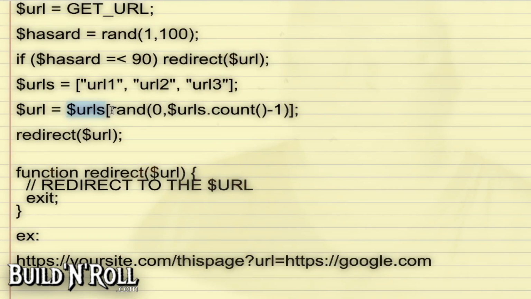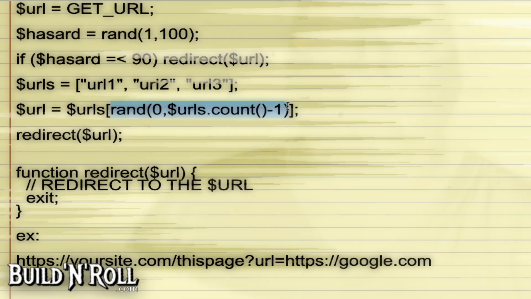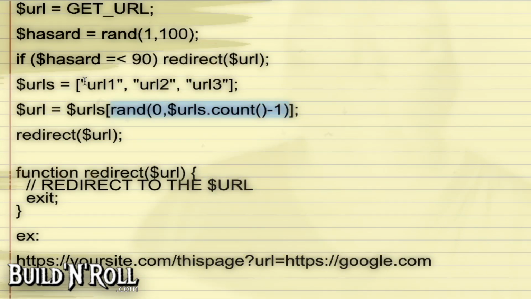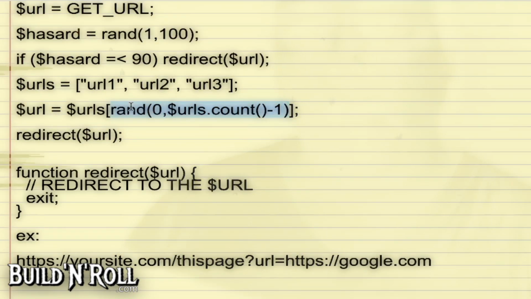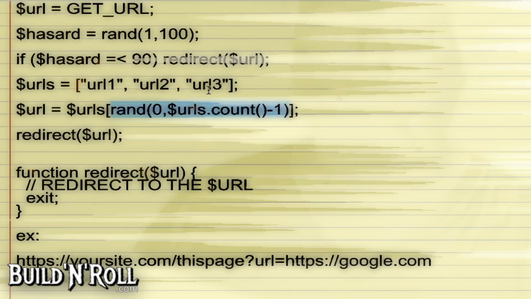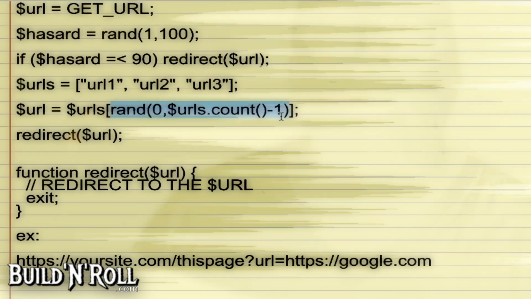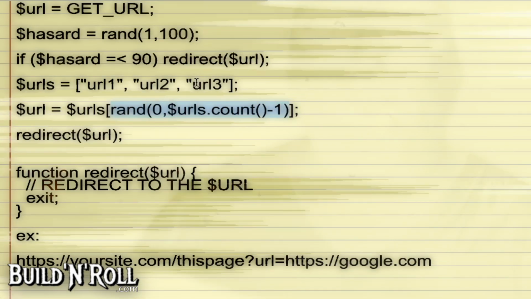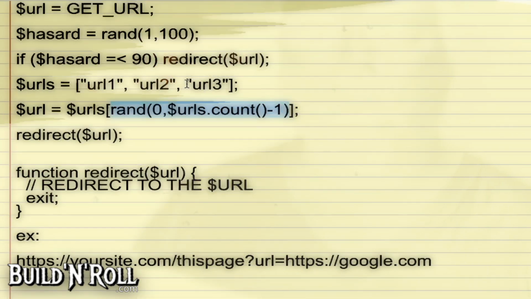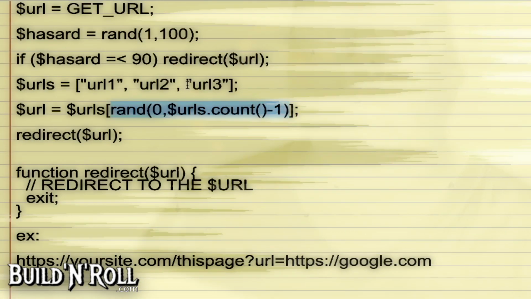To do that, here we choose a random number between 0, because 0 is the first element of a list, an array. It starts with 0, not 1. So from 0 to the number of URLs that you have minus 1. Because, you know, for instance, the third URL, the index to get it is not 3, it is 2. Because you start from 0, so 0, 1, 2.